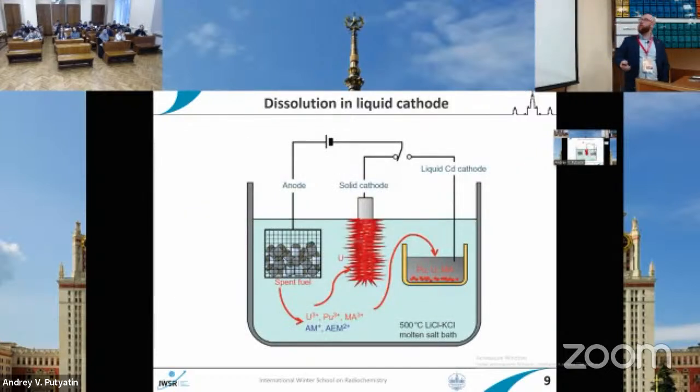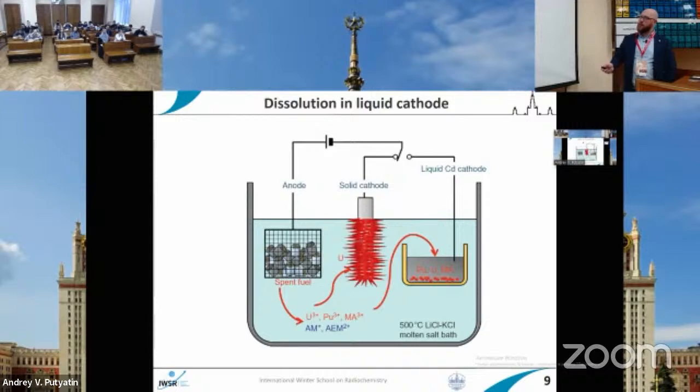Or we can use a transport of the actinides. Again, actinides are soluble in these molten salts in different forms, not only in the form of pure cations like uranium +3, plutonium +3, or +4. They are also soluble in the form of dioxocations, like the uranyl cation or plutonyl cation, UO2 2+ or PuO2 2+. They are also soluble in these conditions, and they can be transported to the cathodes.